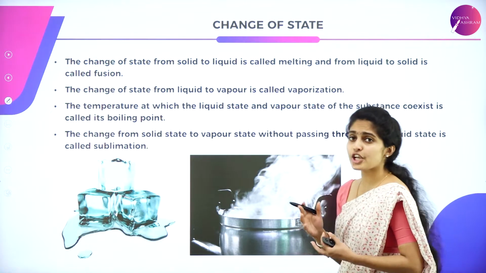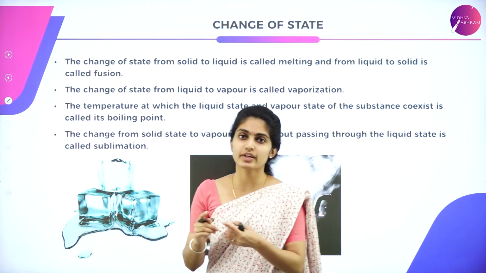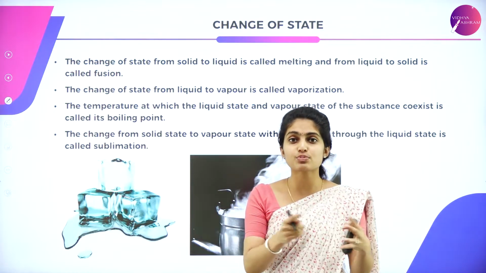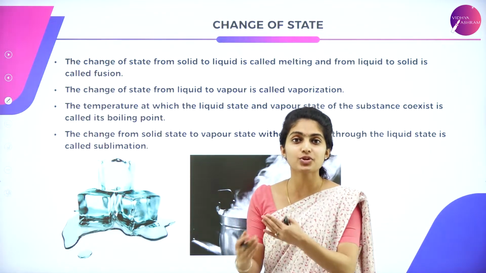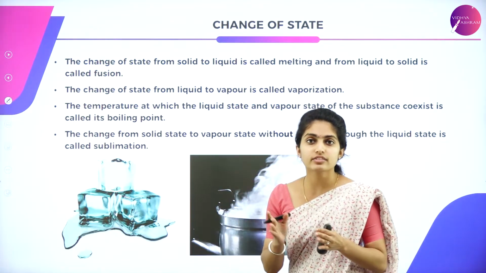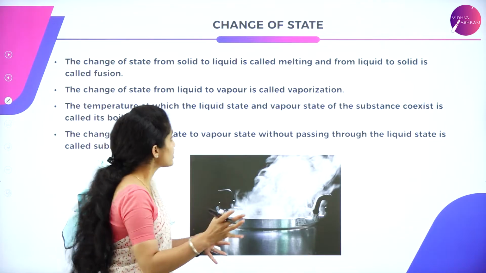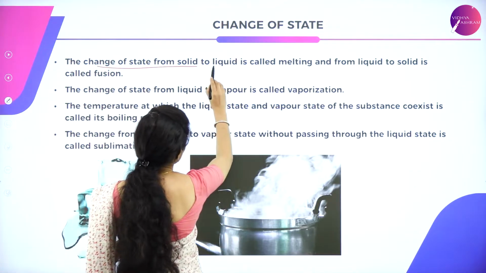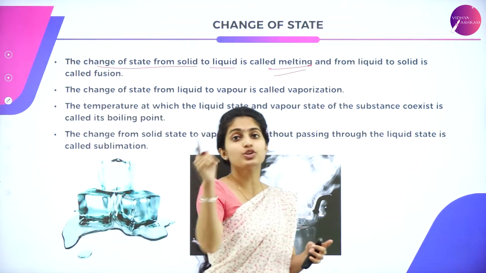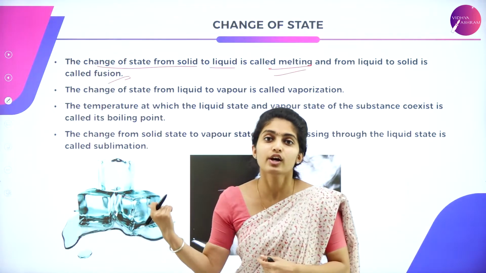Now coming on to change of state. There are three states of matter: solid, liquid as well as gaseous. When there are three states of matter, there is interchange between them. This transformation in the states of matter is called change of state. So the change of state from solid to liquid is melting, and the change from liquid to solid is called fusion.